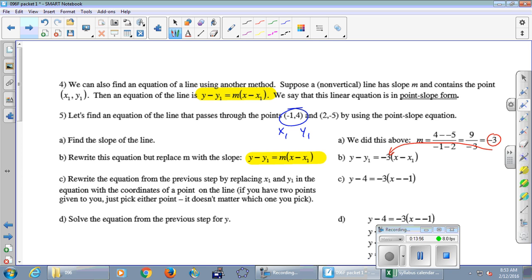It's just notation. So what we do is we change the x1 to what number? -1. That goes right there. And we change the y1 to what number? 4. And it goes right there. That's it. y minus 4 equals -3 times x minus -1. Okay? All we're doing is changing the x1 and y1 to the coordinates of one of those points. Okay, and now all we have to do is solve this equation for y.